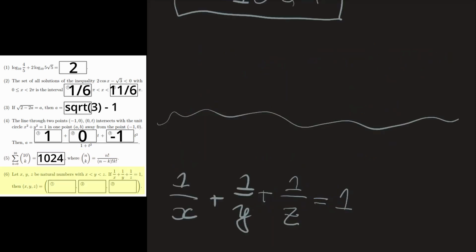So next is question 6, which says, let x, y, and z be natural numbers with x is less than y is less than z. If 1 over x plus 1 over y plus 1 over z is equal to 1, then x, y, z is equal to blank, blank, blank.